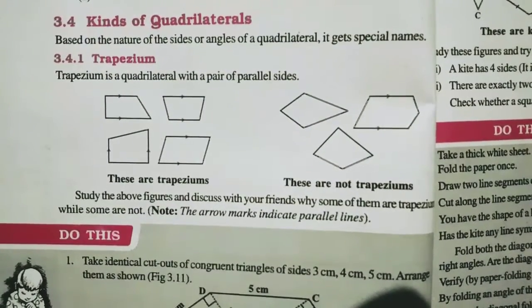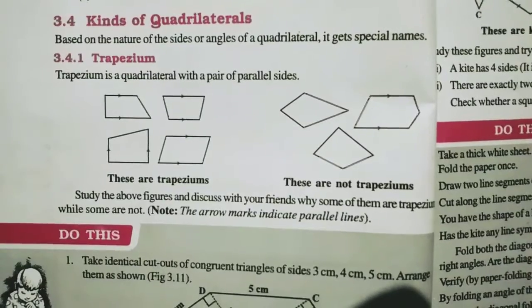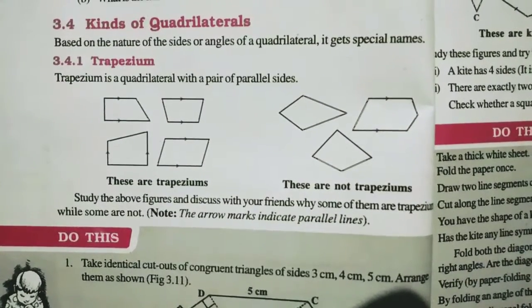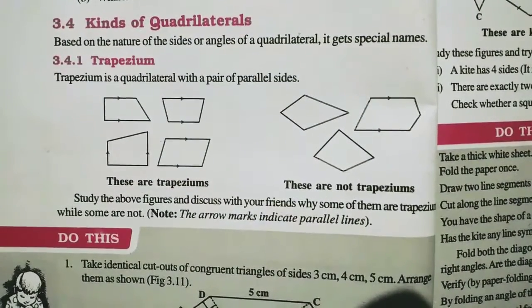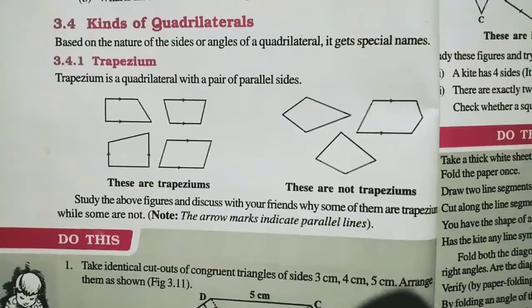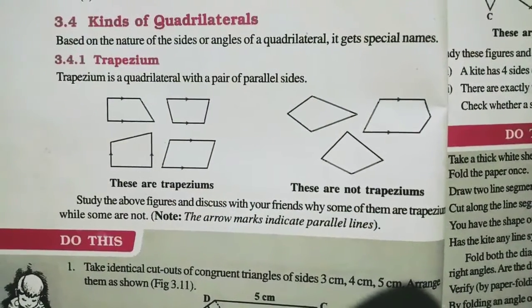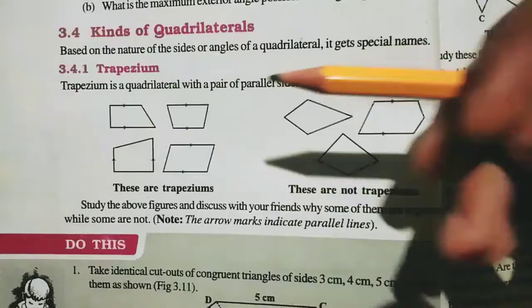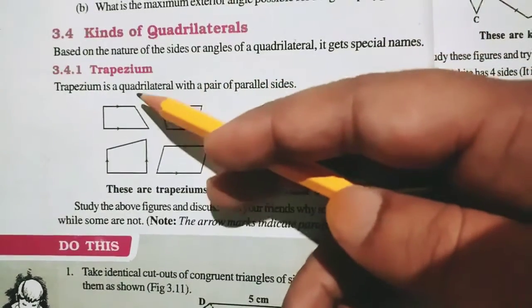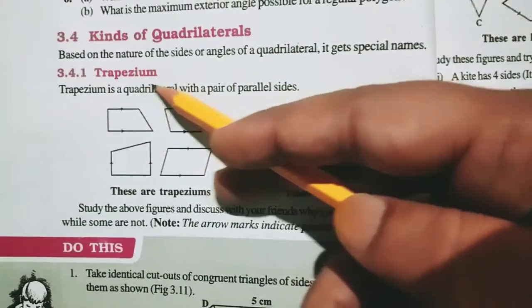So you have learned about the square, you have learned about the rectangle. These two main figures you have learned. Okay, so they are what? Quadrilaterals. Now some more figures are there, some more types of quadrilaterals are there. The first is what? Trapezium.